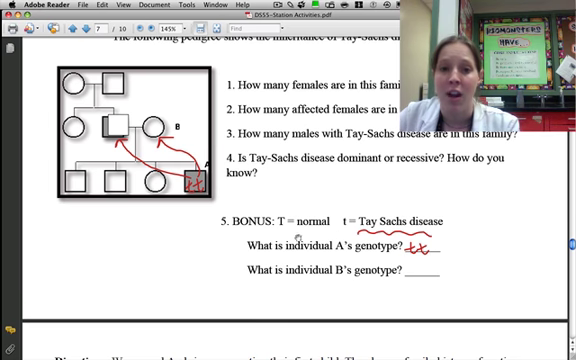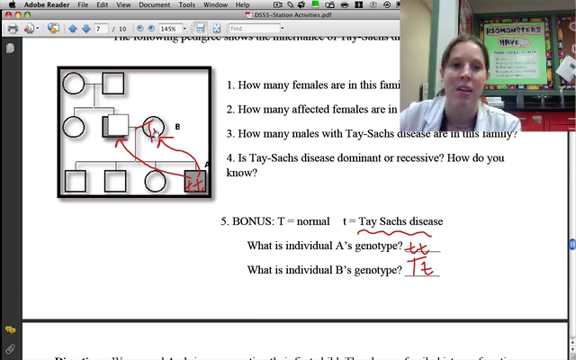Now, the other thing that I know about individual B is that they are not shaded in, which means that they don't have Tay-Sachs disease. So they must have at least one little t, but they also need to have one big T so that they do not have Tay-Sachs. So individual B's genotype must be big T, little t.